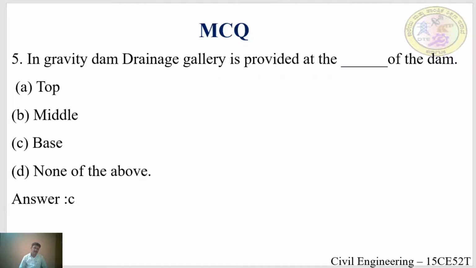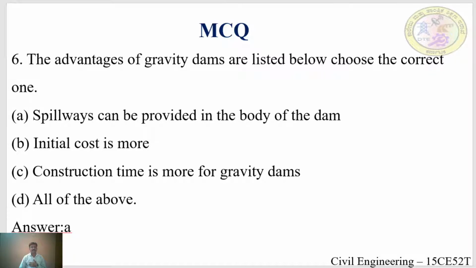I have shown this in my pictorial representation also. In the gravity dam, drainage galleries are provided at the base of the dam. The advantages of gravity dam are listed below. The first one is spillways can be provided in the body of the dam. Initial cost is more. Construction time is more for gravity dam. All of the above. Yes, spillways can be provided in the body of the dam is the correct answer. That is A.